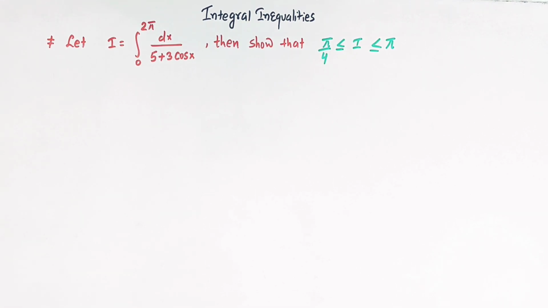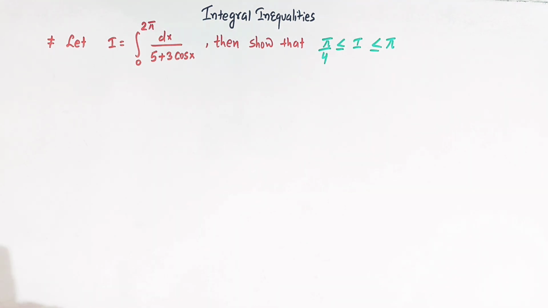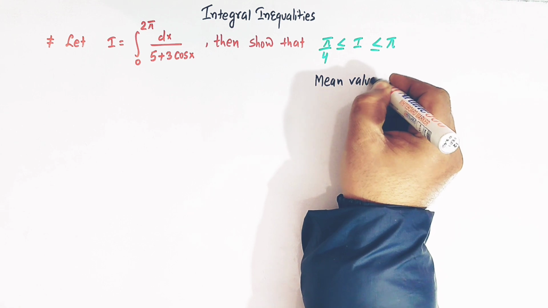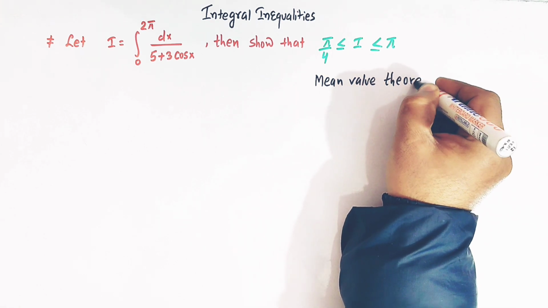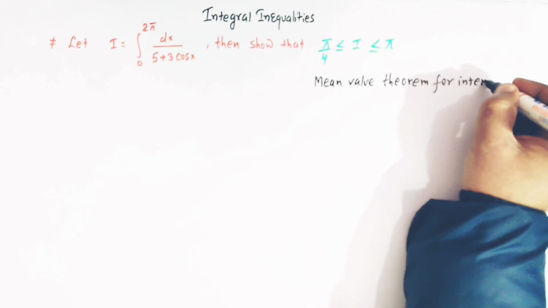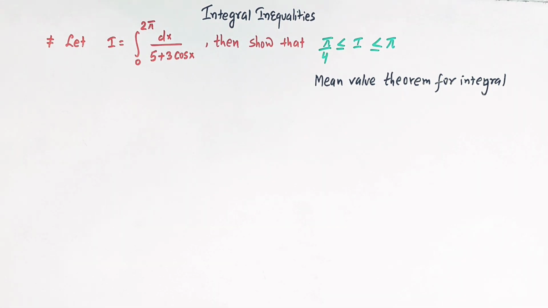So viewers, whenever we have to estimate integrals or solve these kinds of problems related to integral inequalities, we usually make use of different identities related to integrals. But here, to solve this problem, we'll use an important concept called the mean value theorem for integrals, right? The mean value theorem for integrals is a very important concept to prove these types of inequalities.